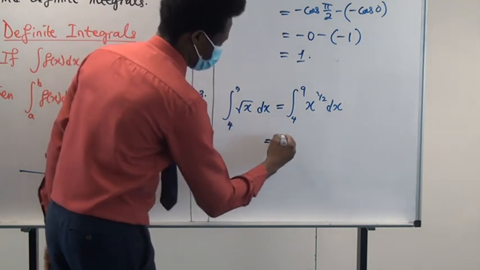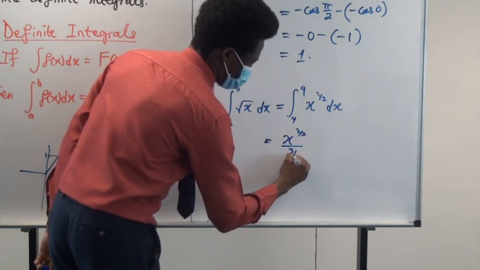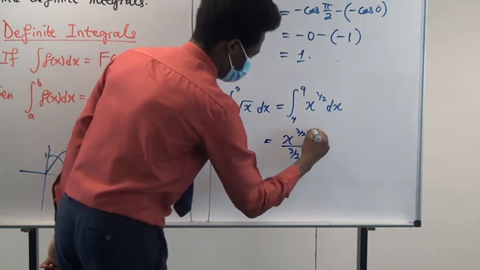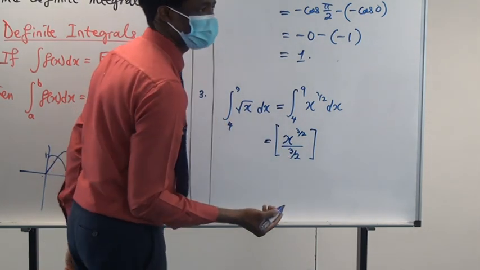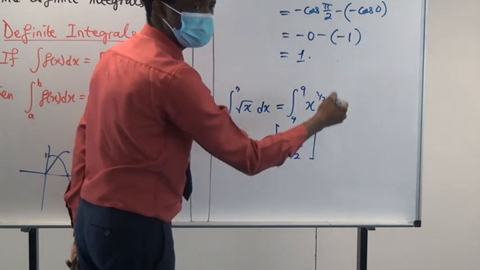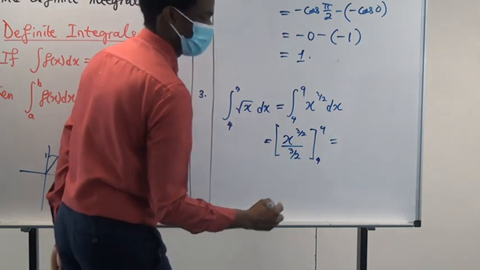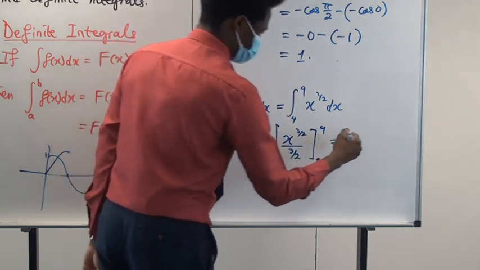Anyways, so this will be x to the 3 over 2, over 3 over 2. Is that okay? I use a vertical line. Some in your textbook might be this, and the square bracket is okay. I'm used to this one. So this is 4, this is 9. Okay? Such that the 2 goes up. So you have 2.